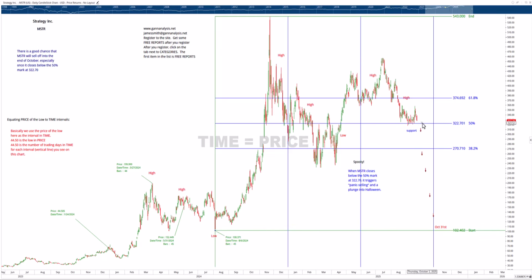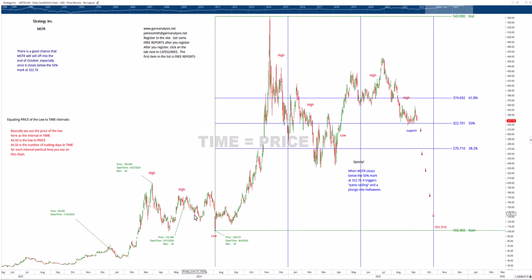Now, if you don't close below 322, you can't say that this is going to be a low. So it's always time and price with Gann. You cannot trade just on the time interval. You can't trade just on price, support, and resistance. You have to use both together. So the idea is, if you take out this support, that means you're probably going down into the end of October. If you bounce off this, who knows, maybe you're going up into the end of October. All this interval is really telling you is that you're going to get a turn at the end of October.